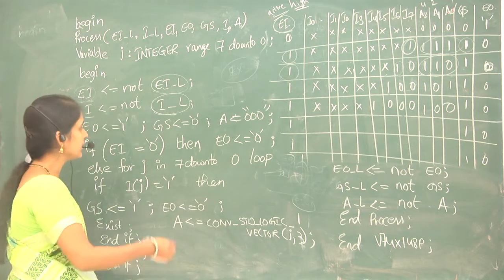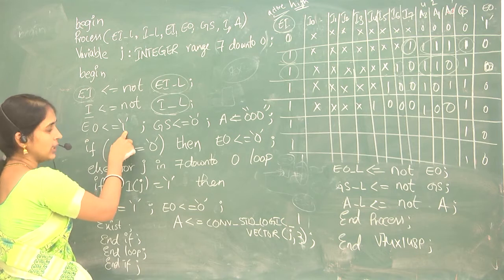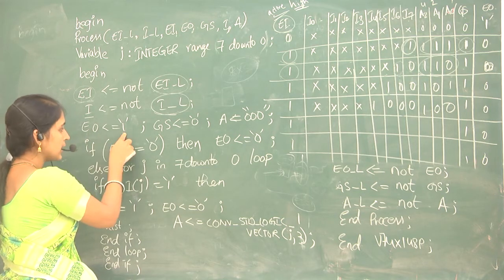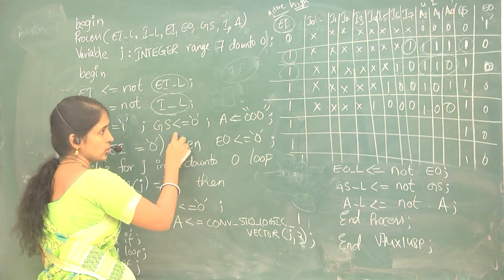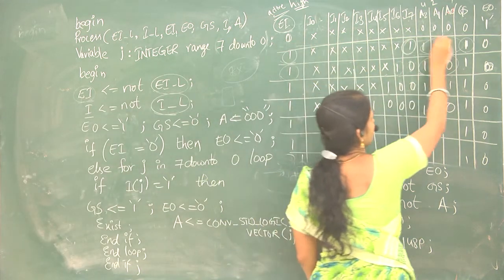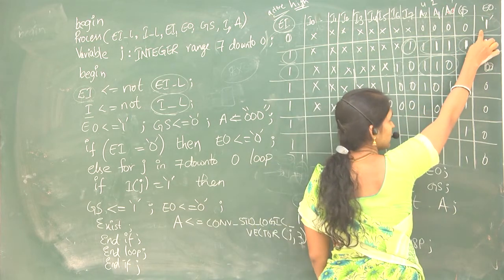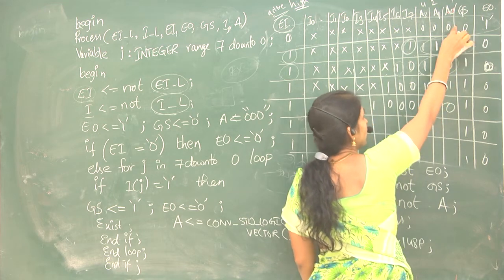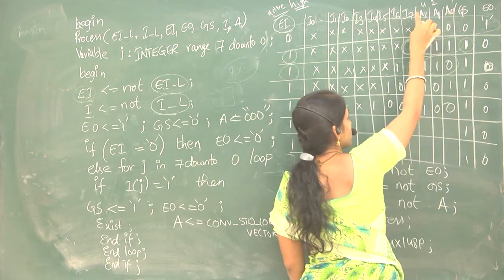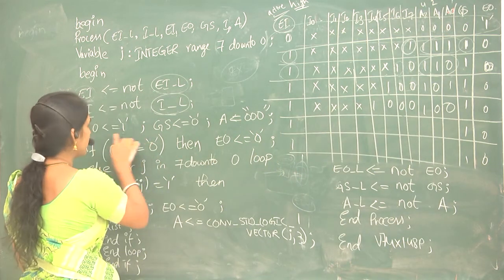Okay, see here, if E0 is equivalent to 1, that means your output is enabled. E0 is equivalent to 1 and GS is equivalent to 0. In this first row, E0 is equivalent to 1, that means it is used for cascading purpose. If GS is equivalent to 0, whatever your inputs are, you are assigning your outputs to 0, 0, 0. So that is what I'll be mentioning here.